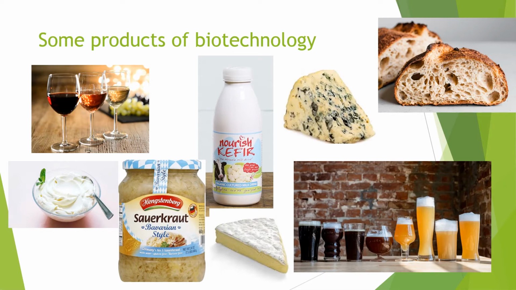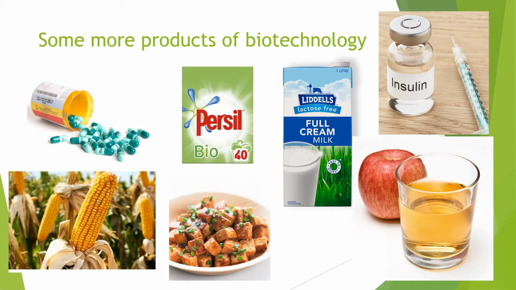All right, so here on the slide you can see some products of biotechnology, which maybe you wouldn't have thought of as such. We've got wine, yogurt, kefir, cheese, sauerkraut even, beer, and bread. These are all sorts of products that we can gain from what we would call traditional biotechnology. So traditional techniques that have used microorganisms to transform a product so that it is useful to humans or pleasant. Here are some more products of biotechnology.